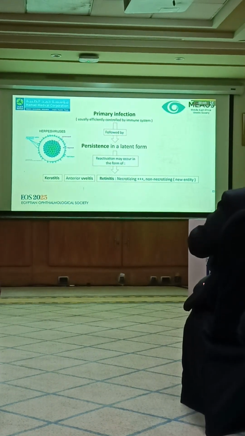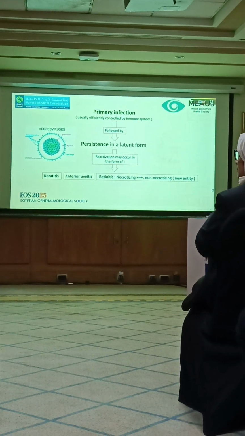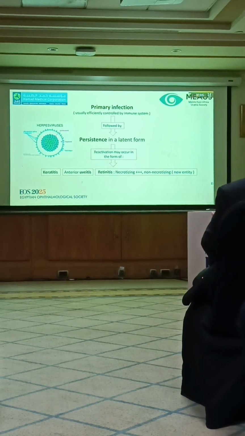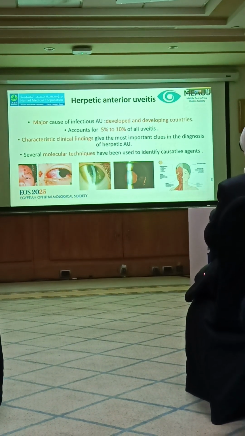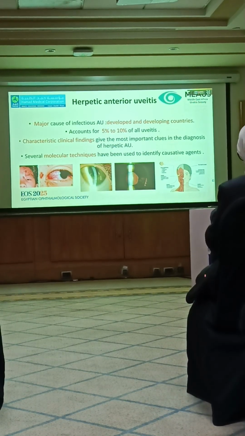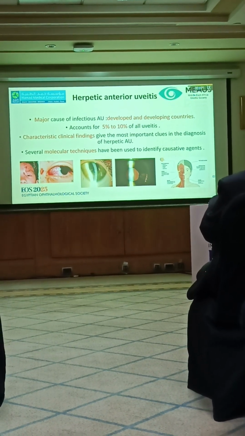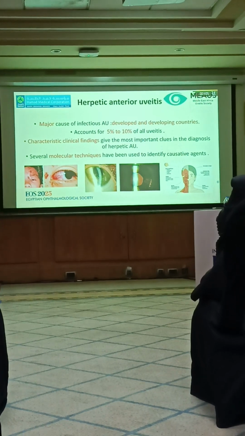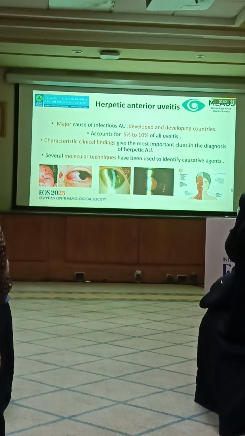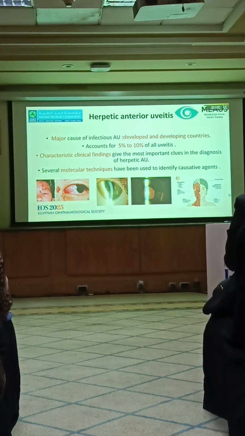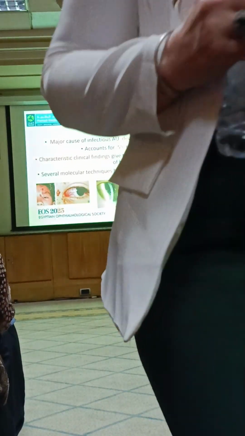Usually, after the primary infection, it persists in the latent form, and then it might be reactivated and cause keratitis, anterior uveitis, or retinitis. Herpetic anterior uveitis is a major cause of infectious anterior uveitis in developed and developing countries, accounting for 5 to 10 percent of all uveitis. It's mainly diagnosed by its characteristic findings and improved by molecular techniques.